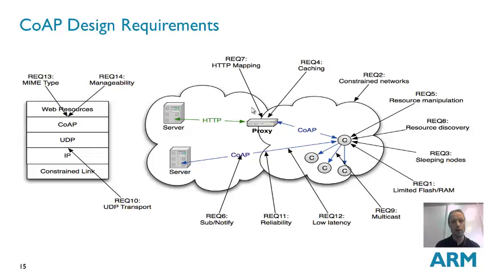But there are many more requirements that were needed for a protocol like CoAP. Things like operation on a very constrained network, sometimes just kilobits per second in bandwidth available. The ability to do built-in resource discovery rather than depending on some third-party mechanisms. Support for sleeping devices, very small amounts of flash and RAM, multicast requests, very low latency over systems, built-in reliability, even though we're using UDP, subscriptions and notifications. So a lot of very interesting requirements were put into the design of the protocol.